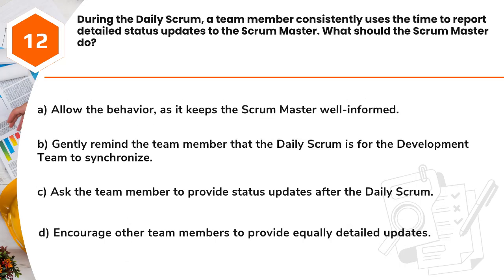Question 12. During the daily Scrum, a team member consistently uses the time to report detailed status updates to the Scrum Master. What should the Scrum Master do? A. Allow the behavior, as it keeps the Scrum Master well informed. B. Gently remind the team member that the daily Scrum is for the development team to synchronize. C. Ask the team member to provide status updates after the daily Scrum. D. Encourage other team members to provide equally detailed updates.